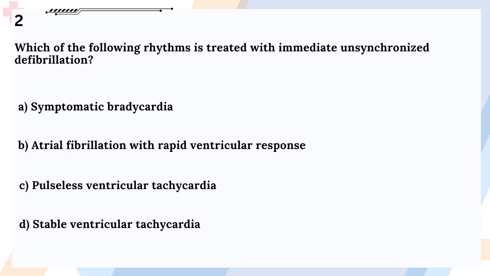Question 2. Which of the following rhythms is treated with immediate unsynchronized defibrillation? A. Symptomatic bradycardia. B. Atrial fibrillation with rapid ventricular response. C. Pulseless ventricular tachycardia. D. Stable ventricular tachycardia.